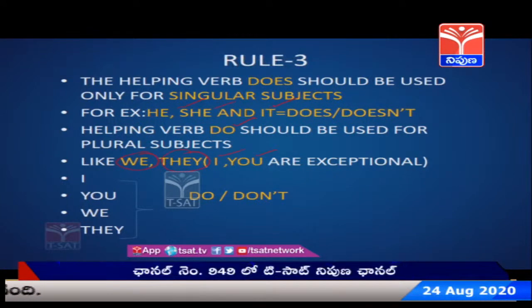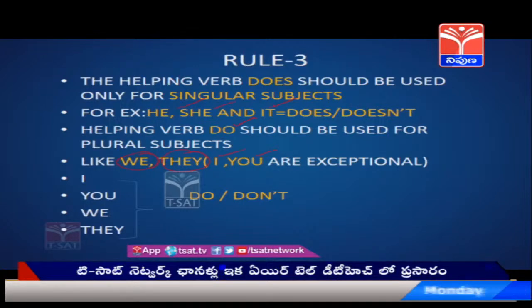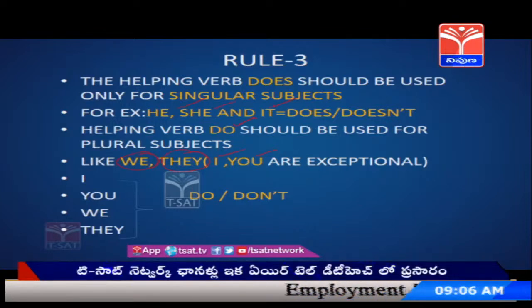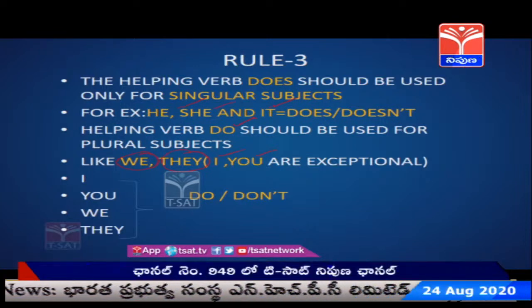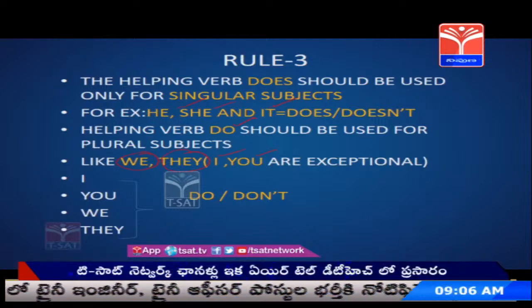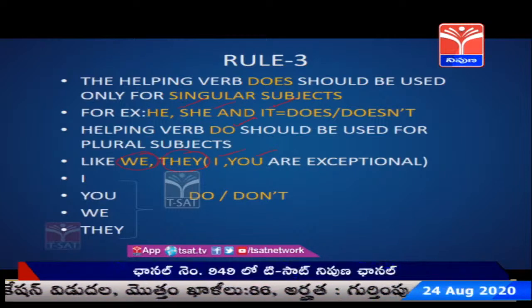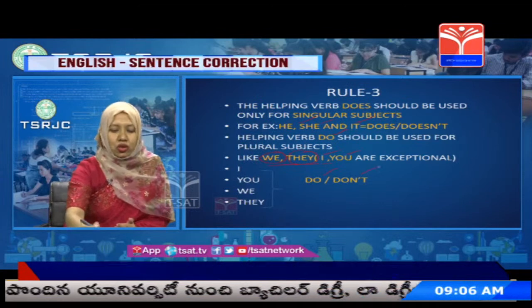We use "do" along with we and they. The helping verb "do" is used along with the subjects we and they, which are plural. Now, when you take the example of I and you as subjects, I is singular and you also is singular, but the helping verb we are using is "do": we do, they do, I do, you do. So always remember, along with we, they, I and you, you should use "do" or "don't."